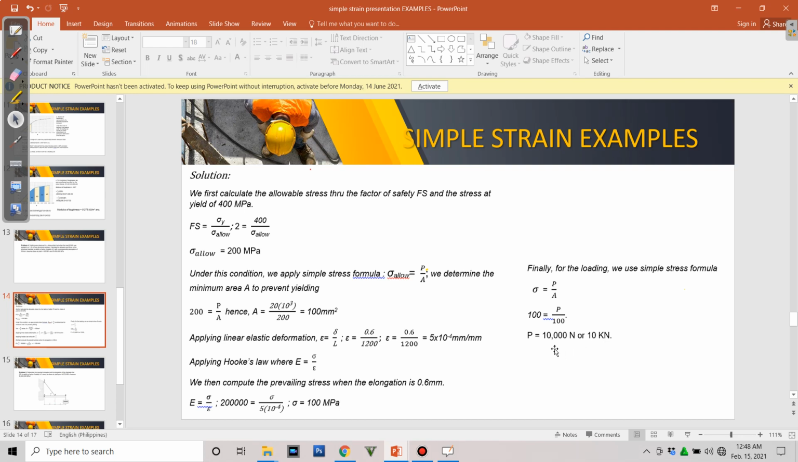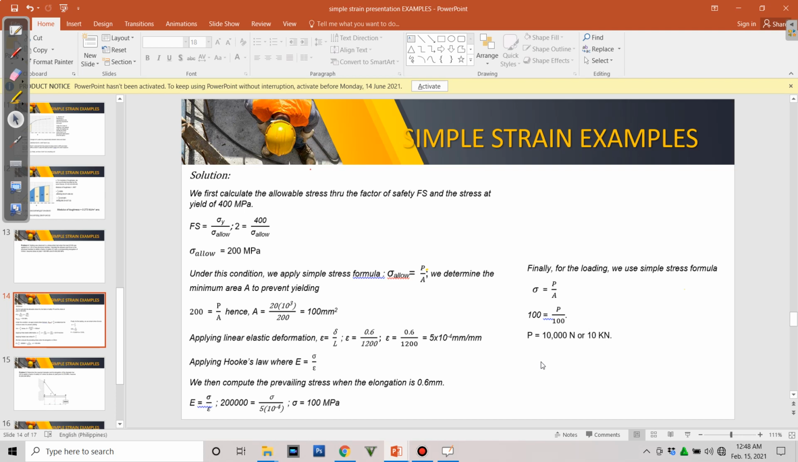Meaning 10 kilonewton here is smaller than the applied load when the yielding occurs. Okay, when the yielding occurs, 20. Okay, so meaning having a factor of safety of 2, we have 10 kilonewton as a conservative loading.